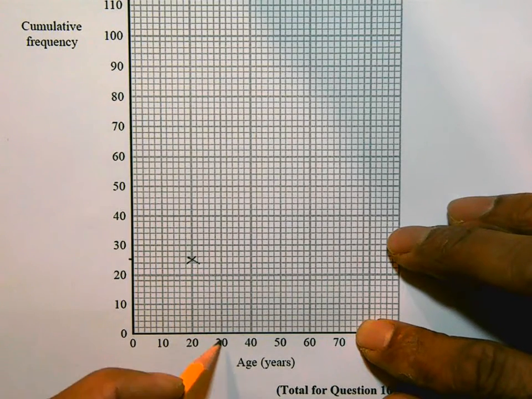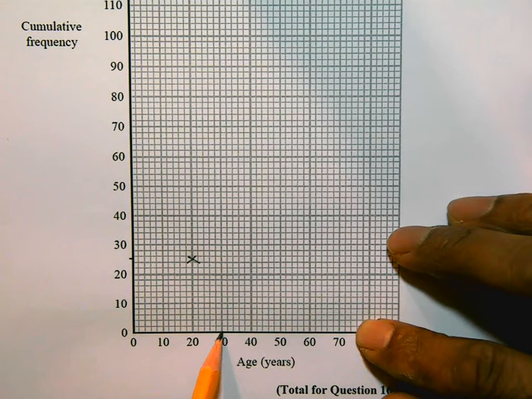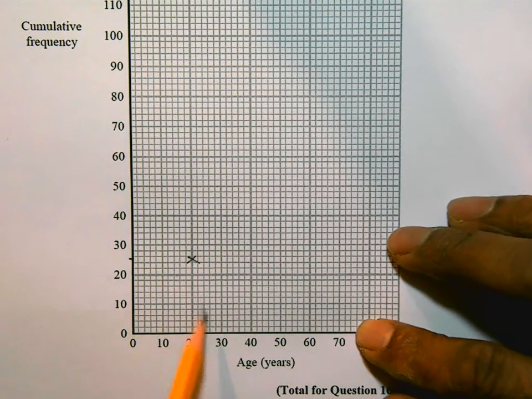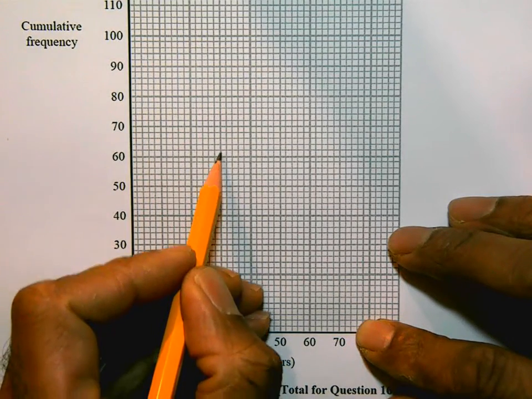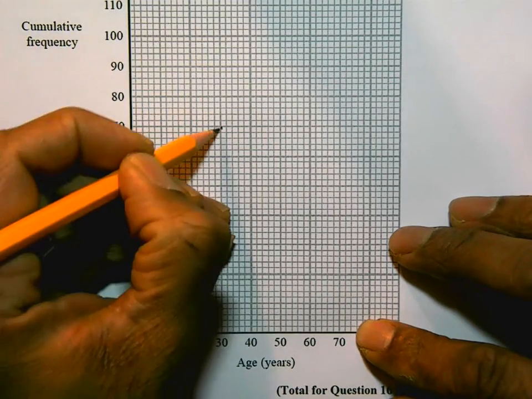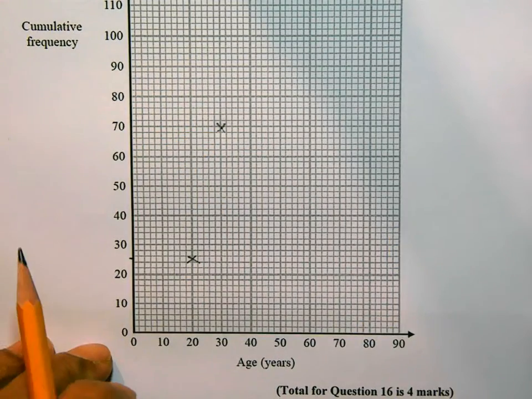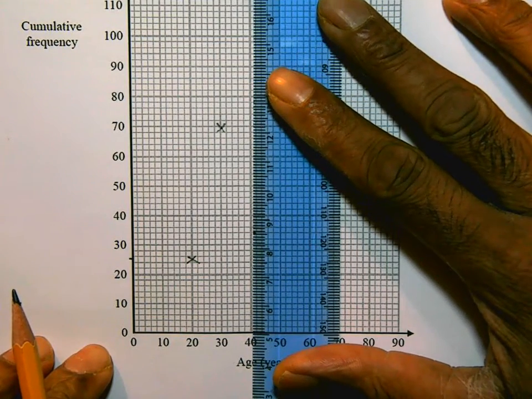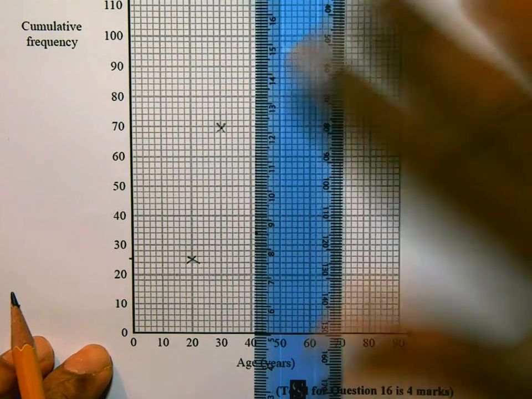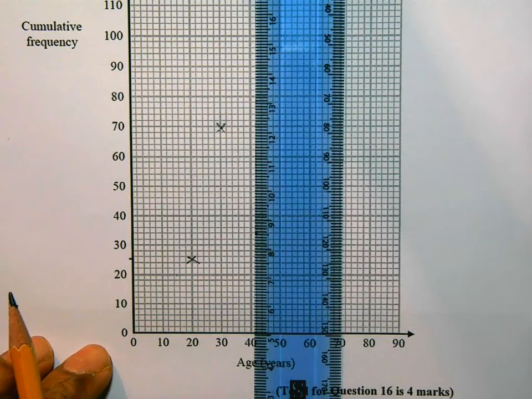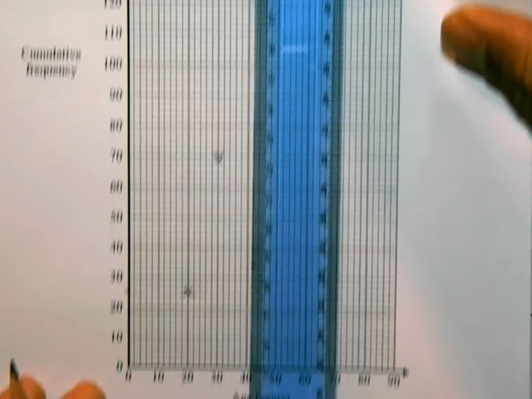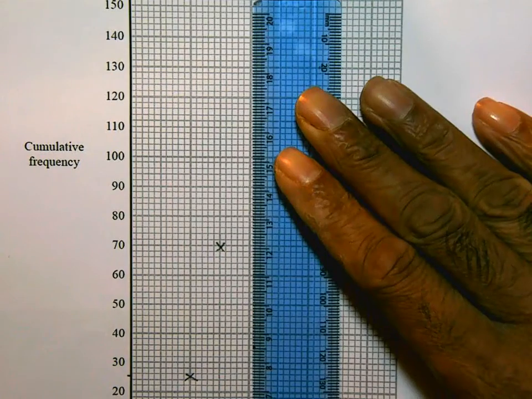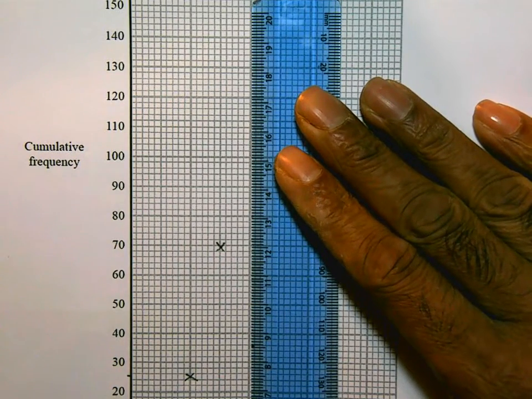The next one, it's 30, and I go up to 70. So I'm looking at the scale. I'm going to go all the way up to 70, and there's my next cross. I'm going to use my ruler to help guide me up this. Right, the next one is 40. I need to go up to 138. So I'm going to pull down the graph a bit. I'm going to go to 138.